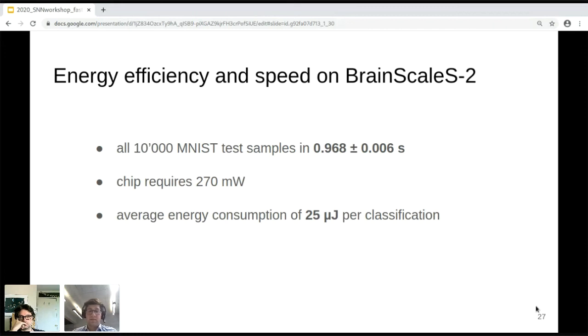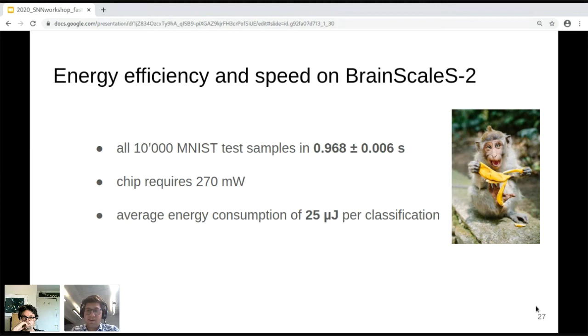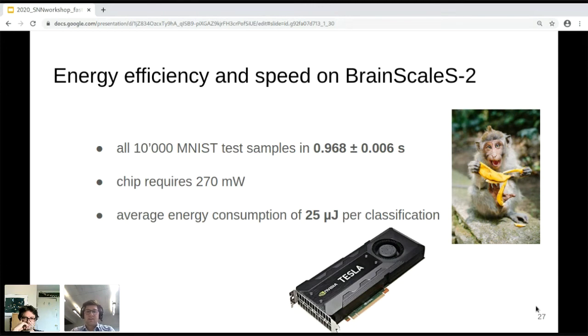All the while, the chip only requires 270 milliwatt. And this results in an average energy consumption of about 25 microjoule per classification. To put this into perspective, a banana has about 90 kilocalories. This means we can achieve 18 billion classifications per banana. Another perspective is that current state-of-the-art GPUs have a power consumption that is higher by a factor of about 1,000.